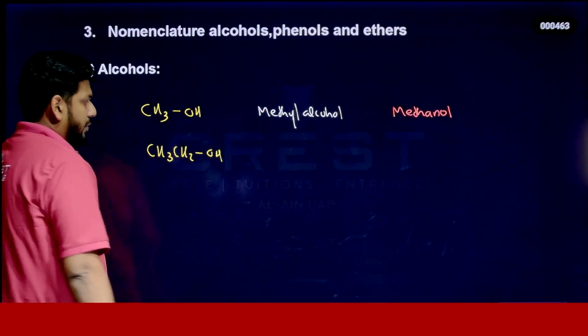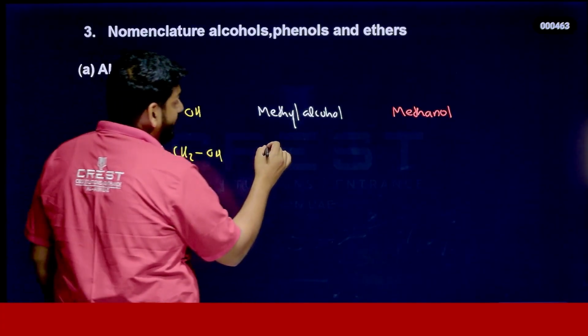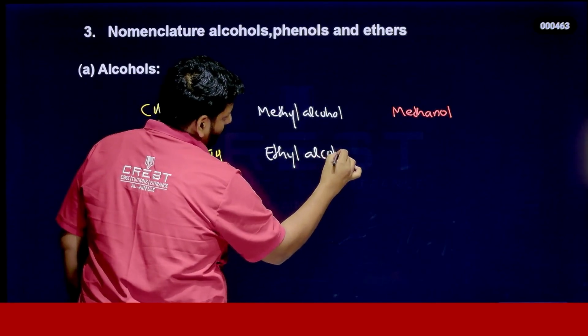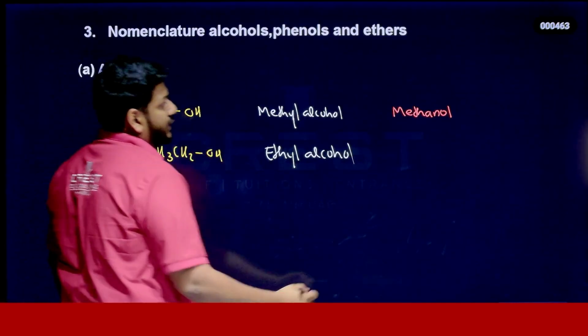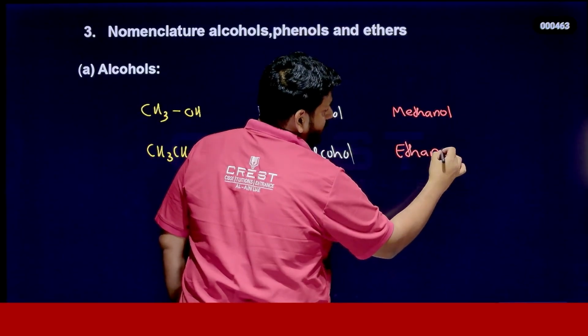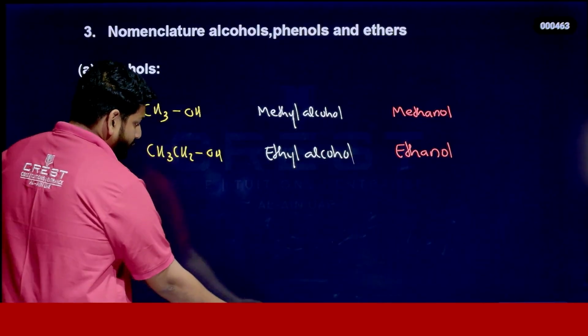Its common name: here we have two carbons, right? So it is ethyl alcohol. What about its IUPAC nomenclature? Ethanol. From ethane, you remove the E and add ol, ethanol. Ready? And I'm going to take the third one.